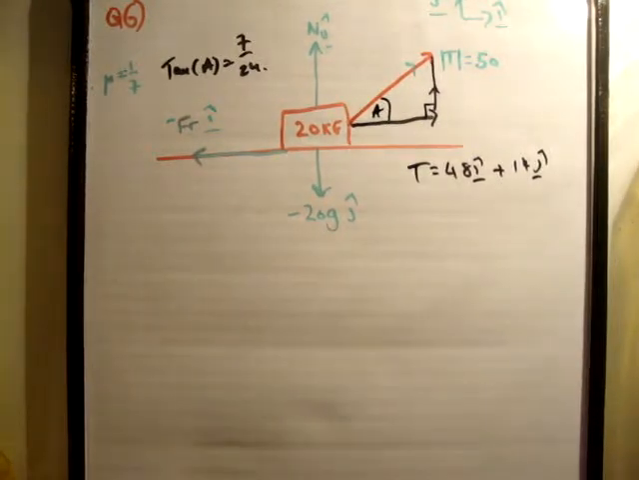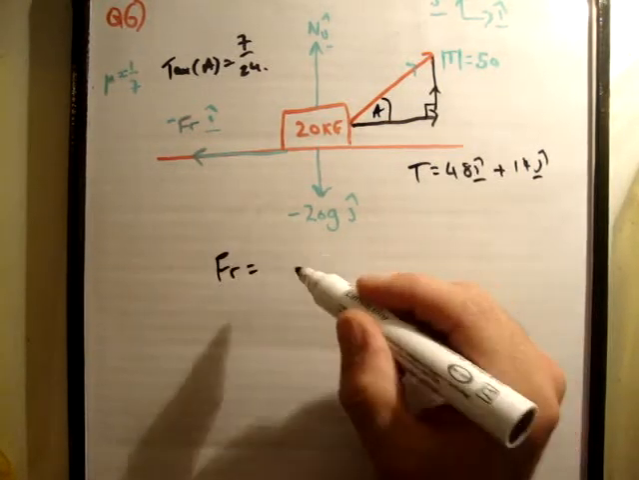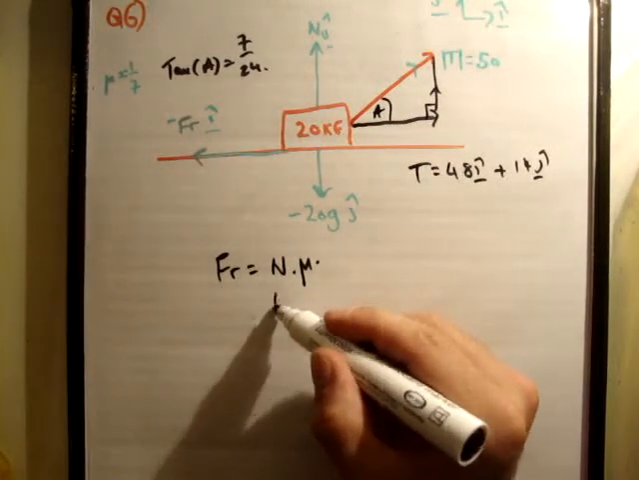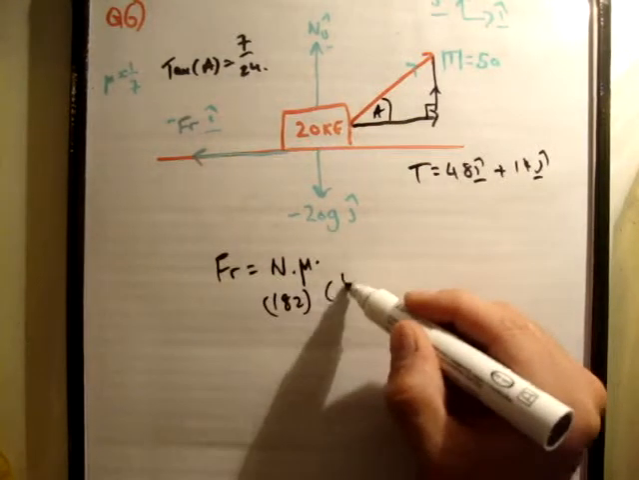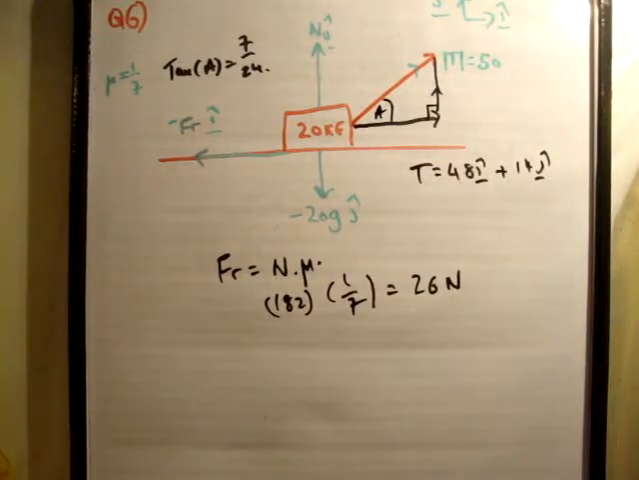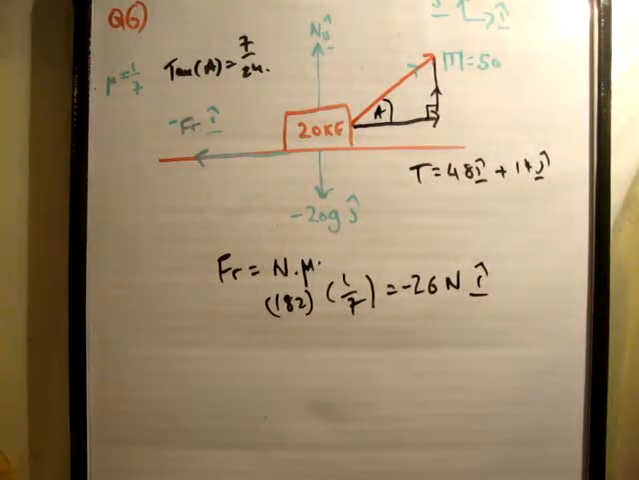The next thing we're asked to do is to find the frictional force. And at this stage we know that the frictional force is equal to the normal force times the coefficient of friction. So that turns out to be 182 times 1/7, giving an answer of 26 newtons. So it's 26 newtons in the negative i hat direction, if we're assuming that the toboggan is going in a positive i hat direction.